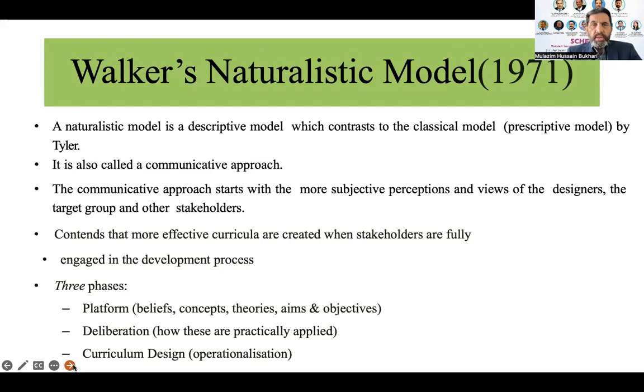Another was the Walker naturalistic model. This model was introduced in 1971. And it is also a modified model of the Tyler on different steps. It is based on 3 phases. Platform: build a platform, beliefs, concepts, theories, aims, and objectives, same. And then deliberate how these are practically applied.